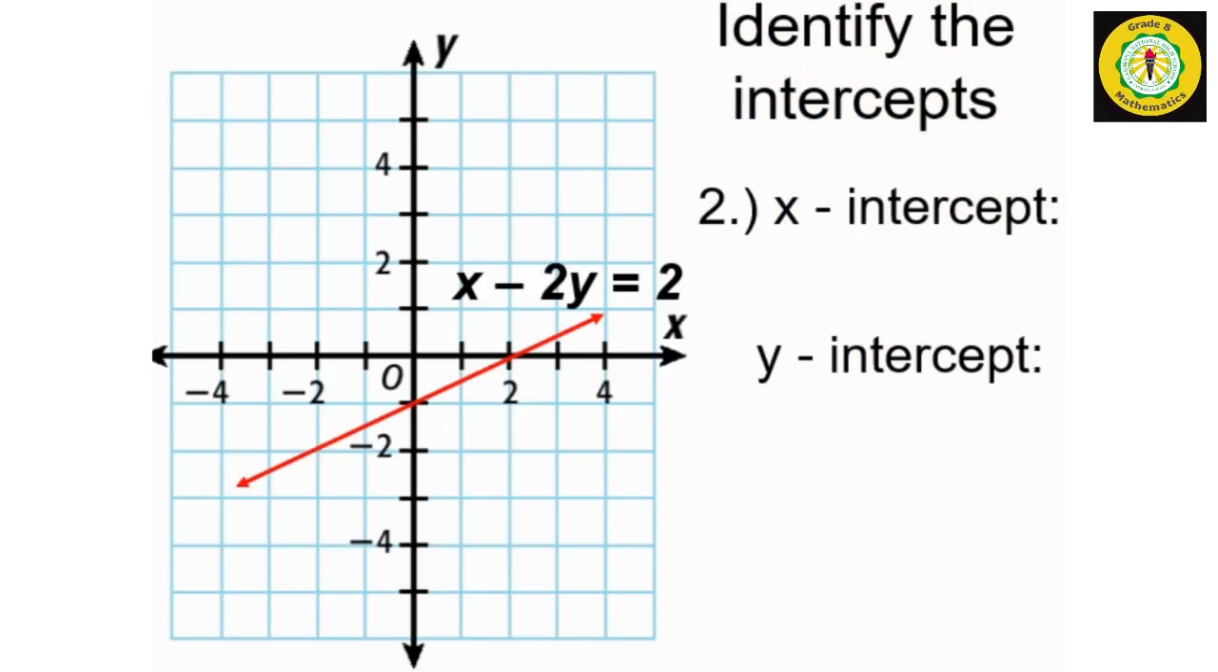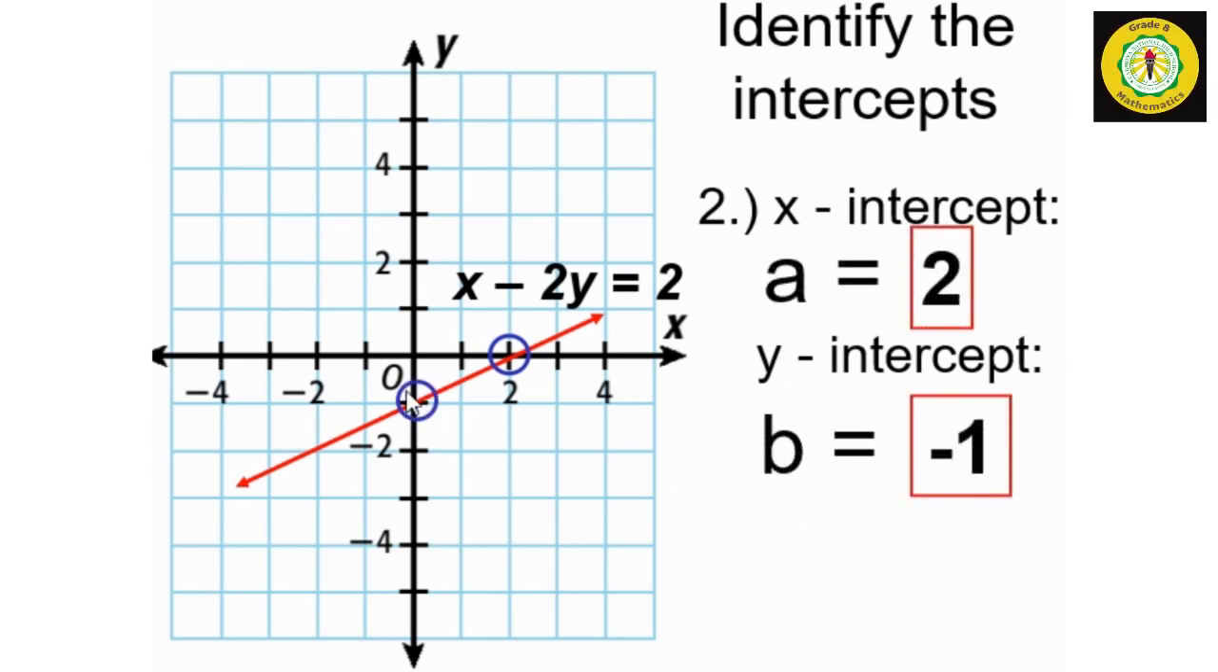Now, let's graph. So, our x-intercept is 2. So, I have here 2. And also, the y-intercept is negative 1. So, here is the negative 1.